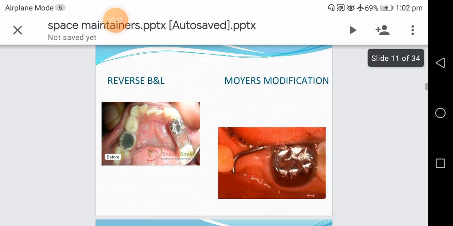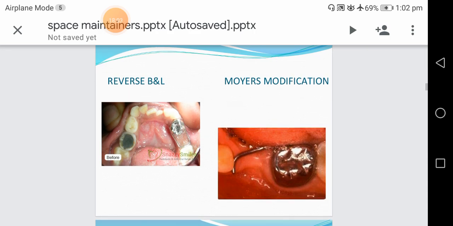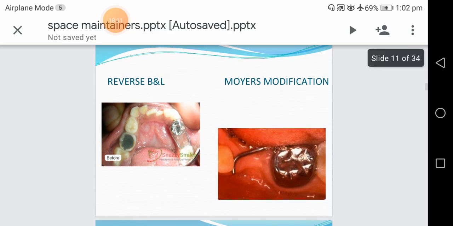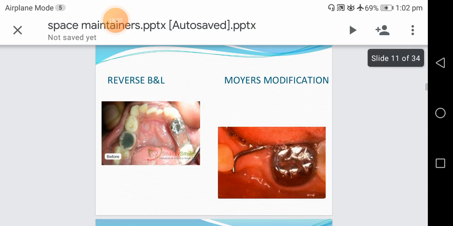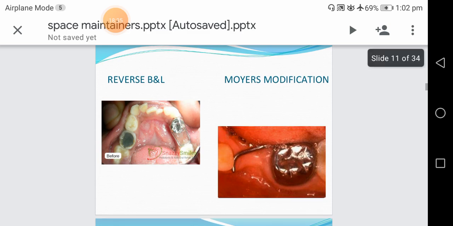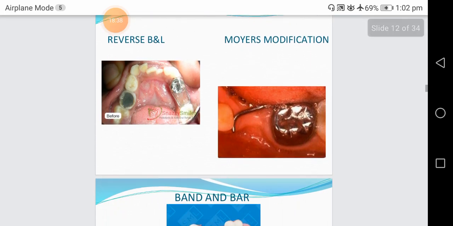Next is Moyer's modification. According to Moyer, even though we keep the loop wider, that can hinder the erupting premolar. So what he did is he made the loop only halfway through. See the picture, the loop is extending only halfway. It is not coming back. It is in contact with the canine and it is not coming back to the crown. So it is just a half done loop. So what he is telling us is the premolar can erupt unhindered in this Moyer's modification. So that is another modification of band and loop space maintainer.